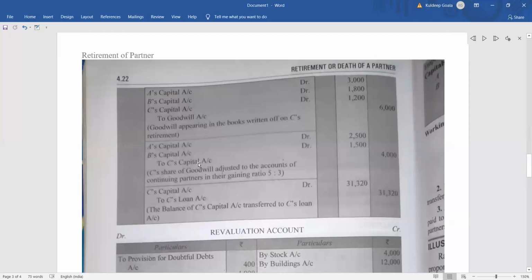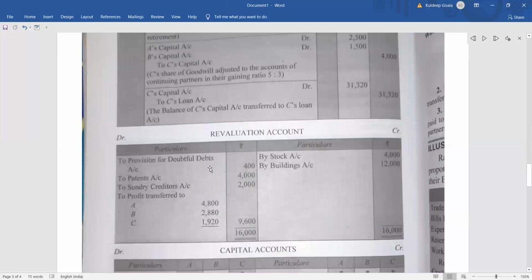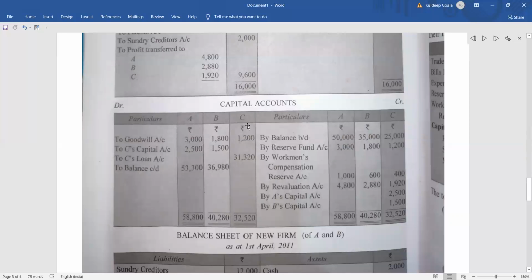It was C's share of goodwill. So how to give it? Gaining partners' capital accounts debit to the retiring partner's capital account. So A's capital account debit, B's capital account debit to C's capital account. You can see that on the debit side of A's capital account it is written, and in B's capital account also it is written. Where will it go? To C's capital account, where A's capital account debit side is 2,500, B's capital account 1,500.